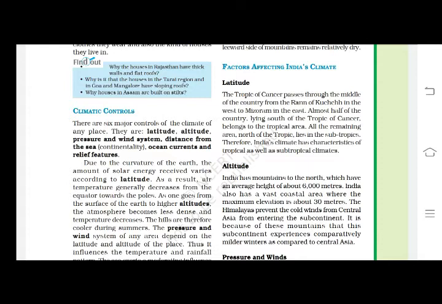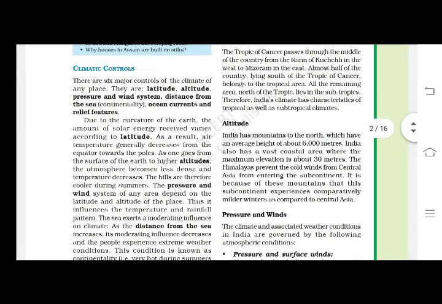The temperature decreases. As one goes from the surface of the earth to higher altitudes, the atmosphere becomes less dense and temperature decreases. Means if we move from the surface of the earth to higher altitudes, means higher heights, then what happens? The atmosphere becomes less dense and the temperature decreases. The hills are therefore cooler during summers. Okay, summertimes what happens? The hilly areas are cooler.